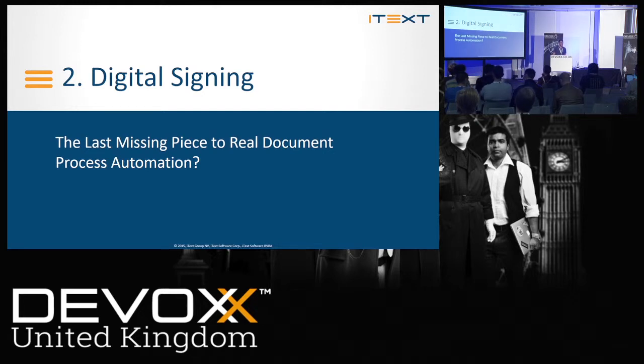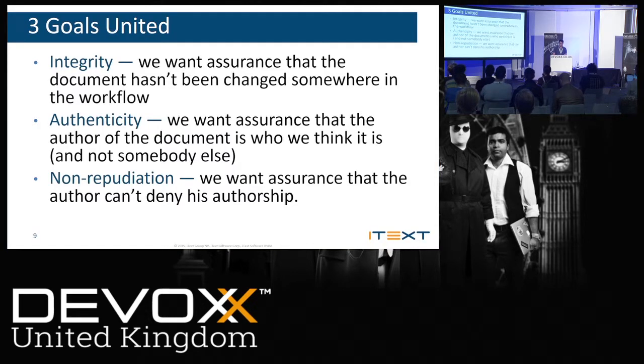Next up is digitally signing. So PDF and digital signatures, they aim for 3 goals. Integrity, we want to make sure that the document hasn't changed since the author sent the document to the recipient. We want to make sure that we know that the author is who we think he is, and we want to make sure that the author cannot deny that he is the author of the document.